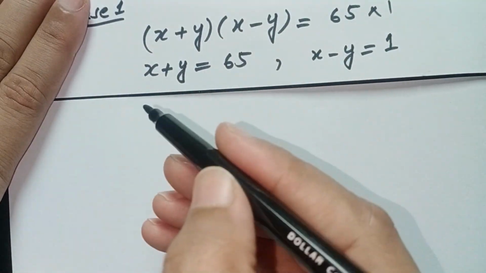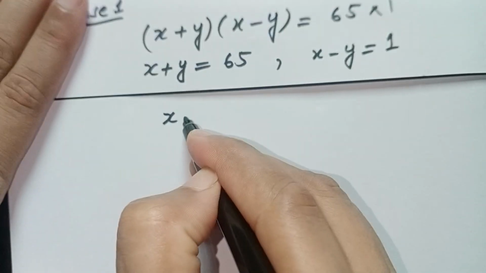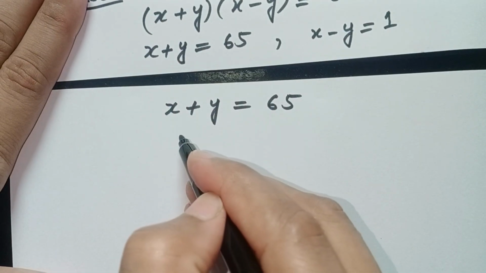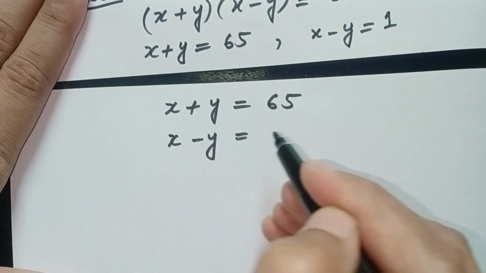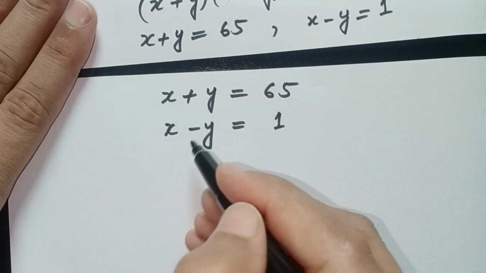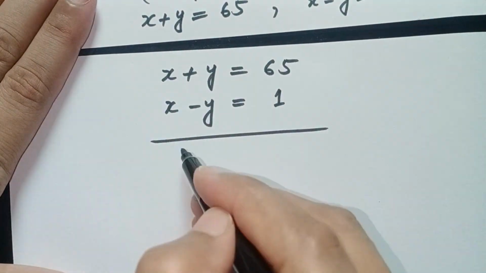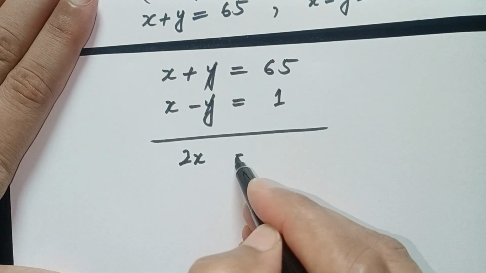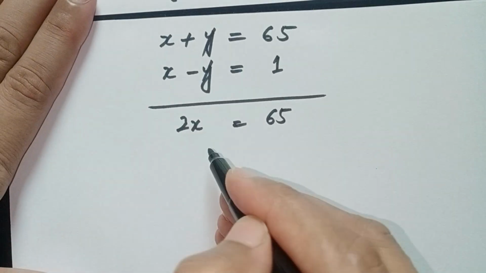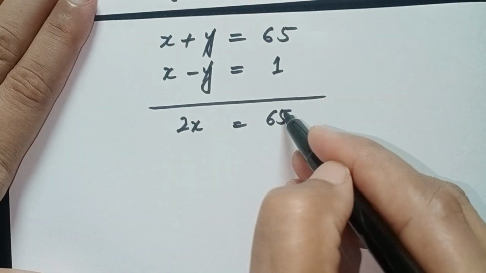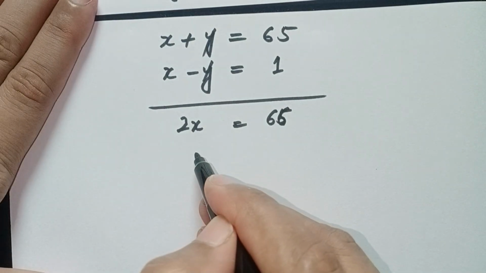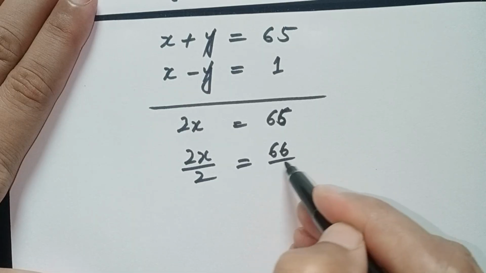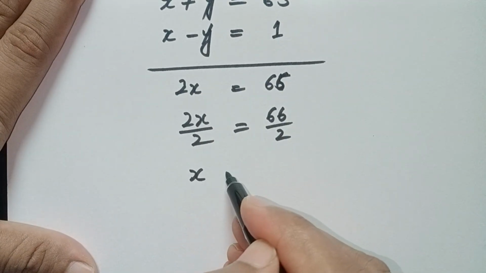x plus y is equal to 65. We will add this equation with x minus y is equal to 1. We will add these two equations and we will get 2x, and y will go with the y, is equal to 65 plus 1, which is 66, not 65. So from here we will get the value of x. We will divide both sides by 2 and we will get x is equal to 33.